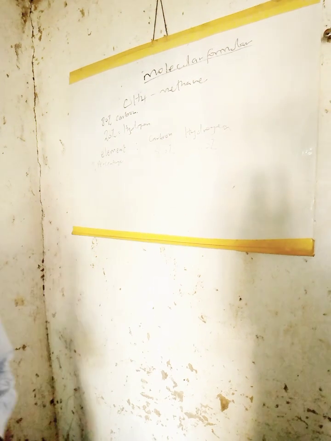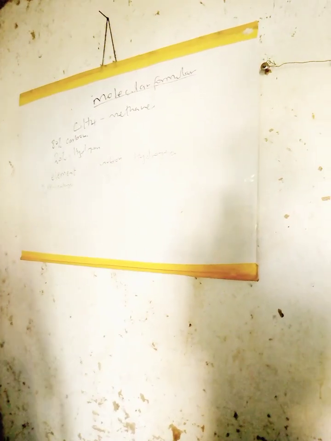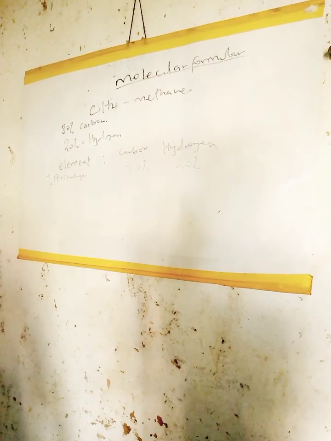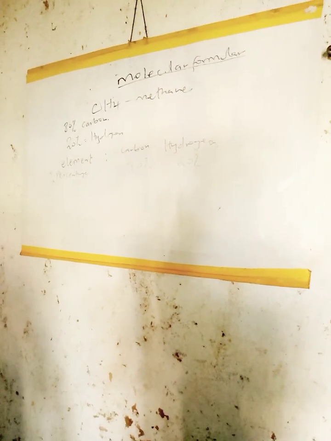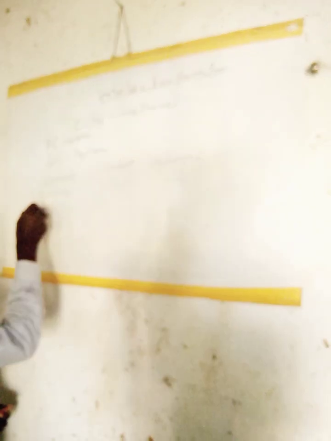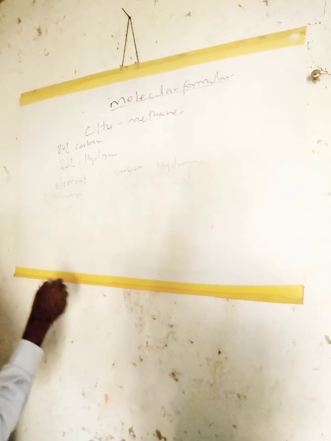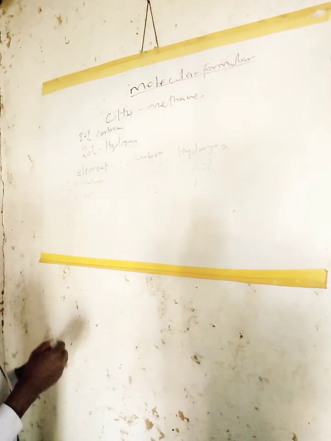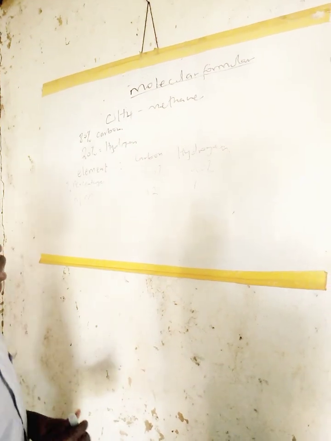Then we have the relative formula mass, RFM. The RFM of carbon is 12, and of hydrogen is 1. Remember, the molecular mass of hydrogen is 1.